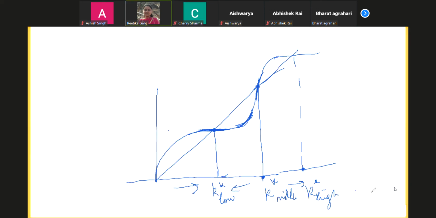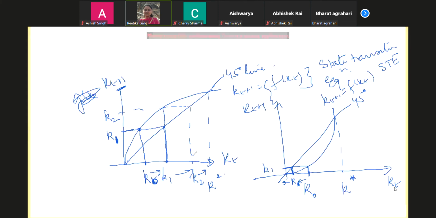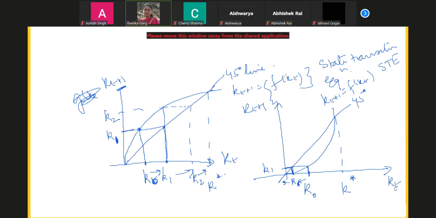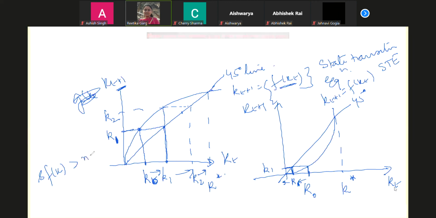Yeah. So I was saying that, as I just said, if you look at the discrete time diagram, if I plot a 45-degree line and plot the state transition equation, it depends upon f(k), the production function, and the curvature of that. If that is concave to the left of K star low, then, as he's rightly saying, here sf(k) will be greater than n plus delta. So here you will be able to accumulate capital.